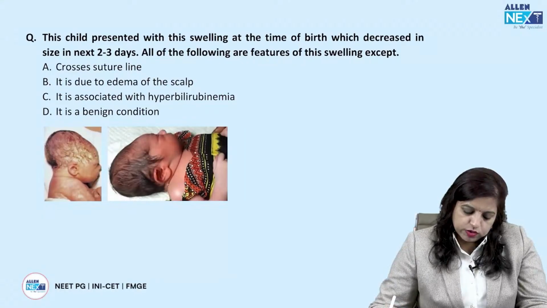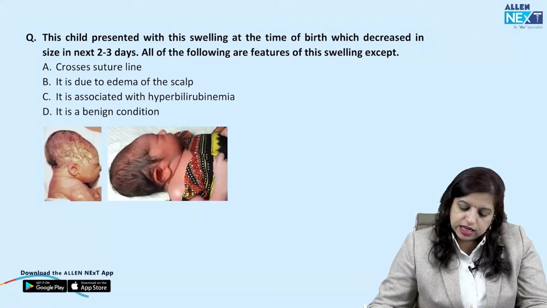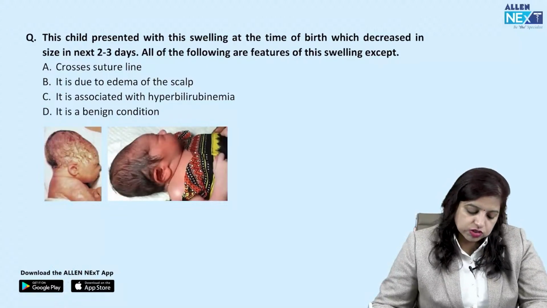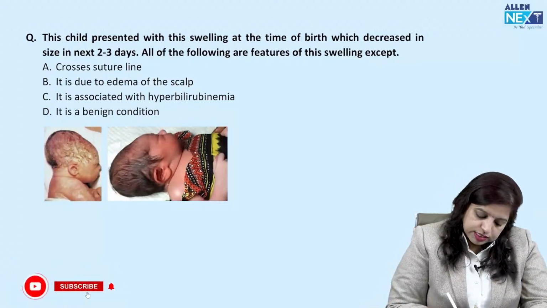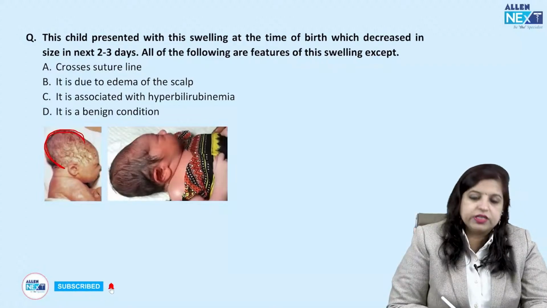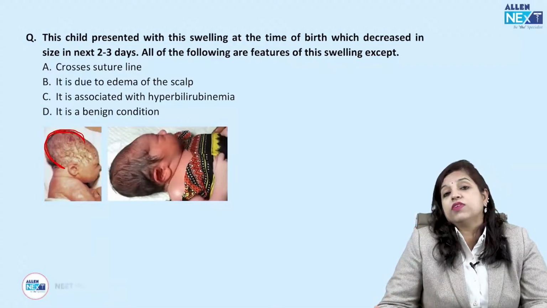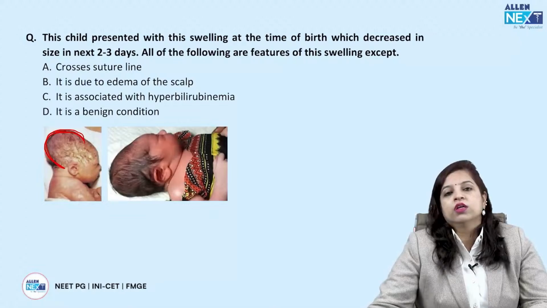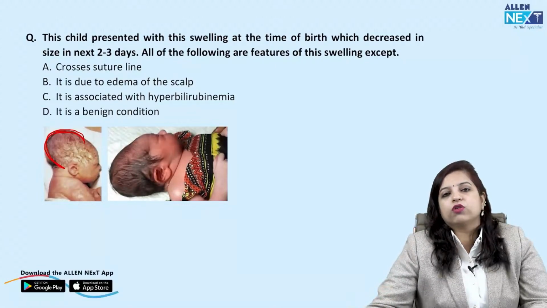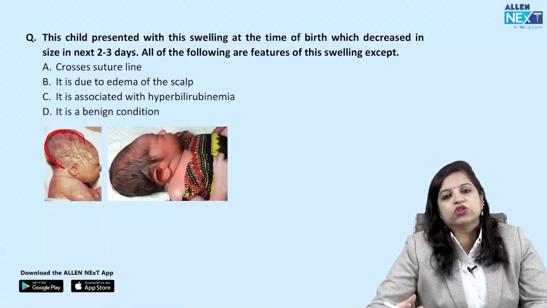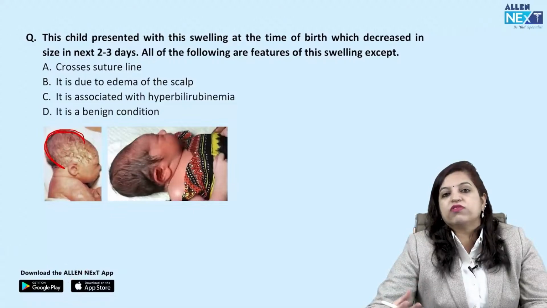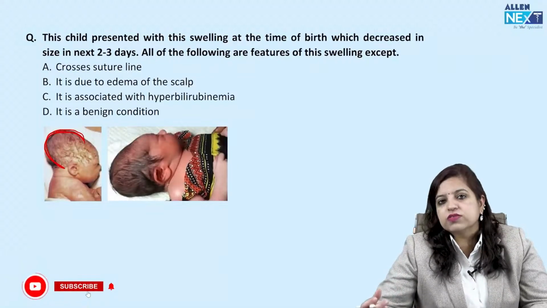Okay, so again, let us do one more question. The child presented with this swelling at the time of birth, which decreased in size in the next 2 to 3 days. All of the following are features of this swelling except. So you can see there's a diffuse swelling, not limited to any particular bone, because cephalhematoma is limited to a particular bone. It is limited to a subperiosteum. It is a collection of blood beneath the periosteum of a particular bone. That is what I'm talking about, cephalhematoma.